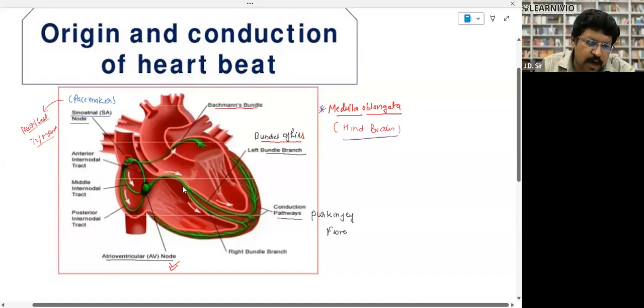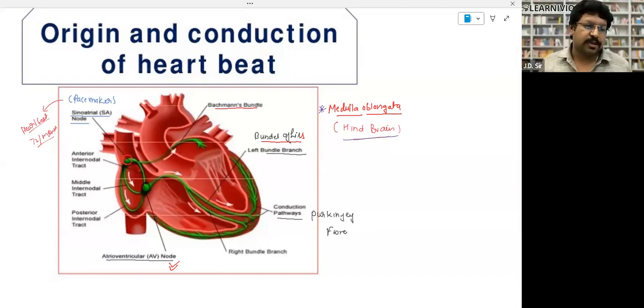From the AV node, a central cable is found in the middle of the heart. This central cable bifurcates into two parts, going to the left and right and spreading everywhere. This central cable is called the bundle of His. So charge travels from the SA node to the AV node, and from the AV node to the bundle of His. The bundle of His spreads across the heart like a network of cables. These are called Purkinje fibers, spreading to every part of the ventricles.